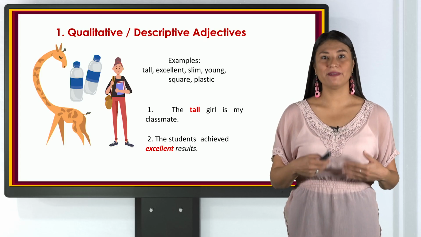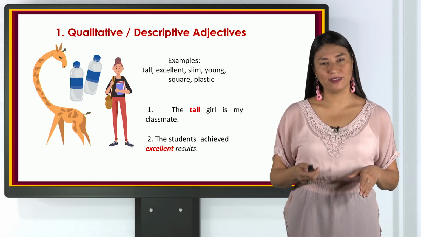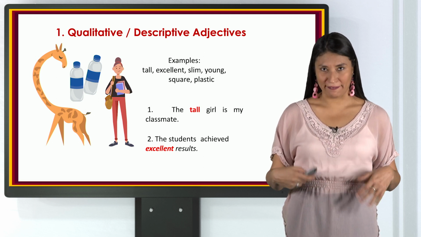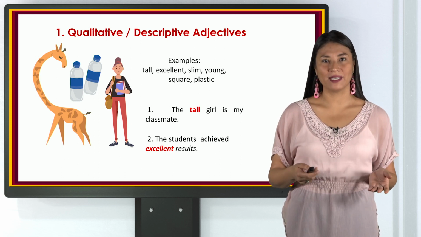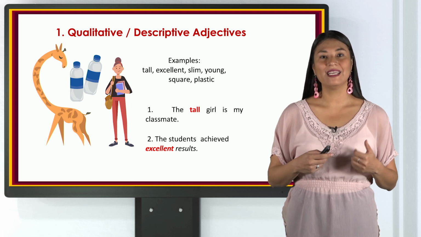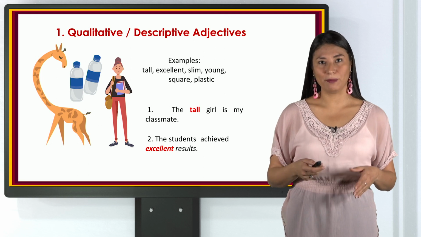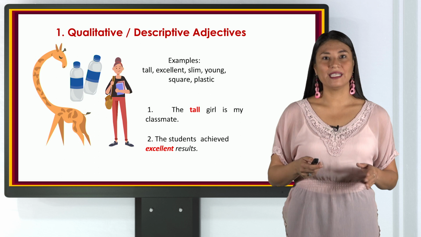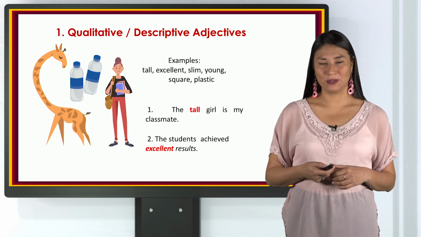Qualitative or descriptive adjectives. They are used to describe the quality of a person or thing, for example, its size, general description like physical, age, shape, color, material, origin, and purpose. Some examples: tall, excellent, slim, young, square, and plastic. Examples in sentences: the tall girl is my classmate. The students achieved excellent results.